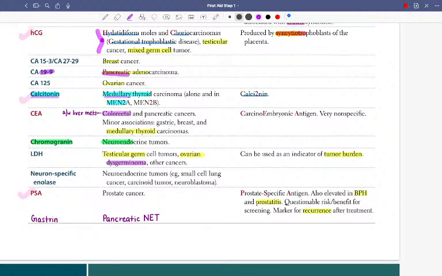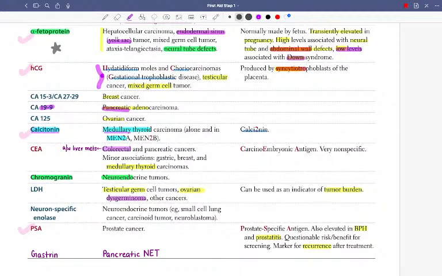LDH: testicular germ cell tumor, ovarian dysgerminoma, other cancers. It can be used as an indicator of tumor burden. Okay, LDH is testicular germ cell tumor, dysgerminoma. Alpha fetoprotein was what? Okay, alpha fetoprotein was endodermal sinus tumor, and this LDH is dysgerminoma. Very important, very very important. Testicular germ cell tumor is also important.